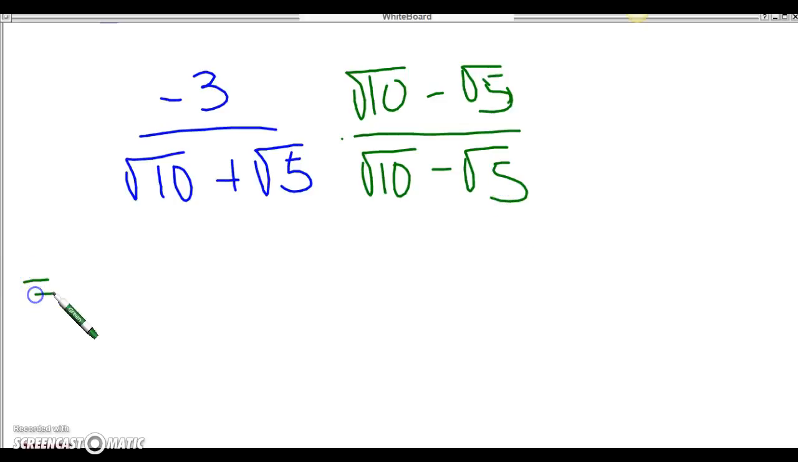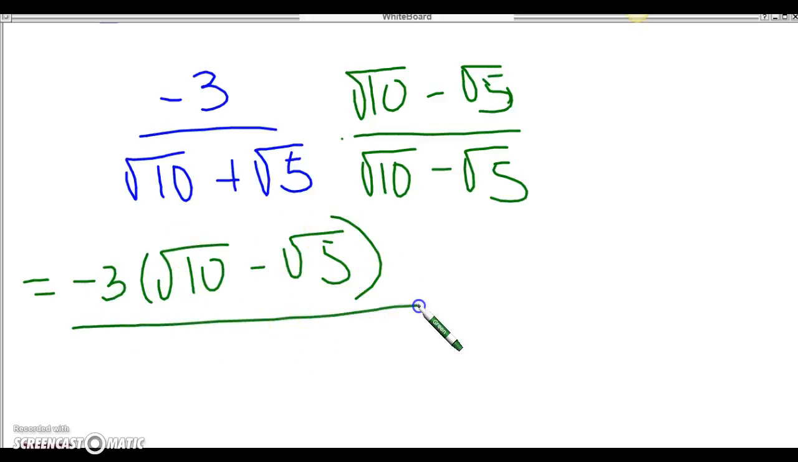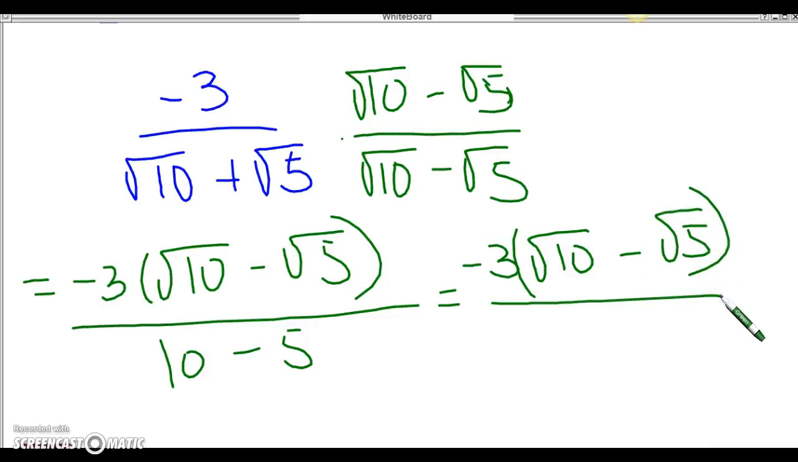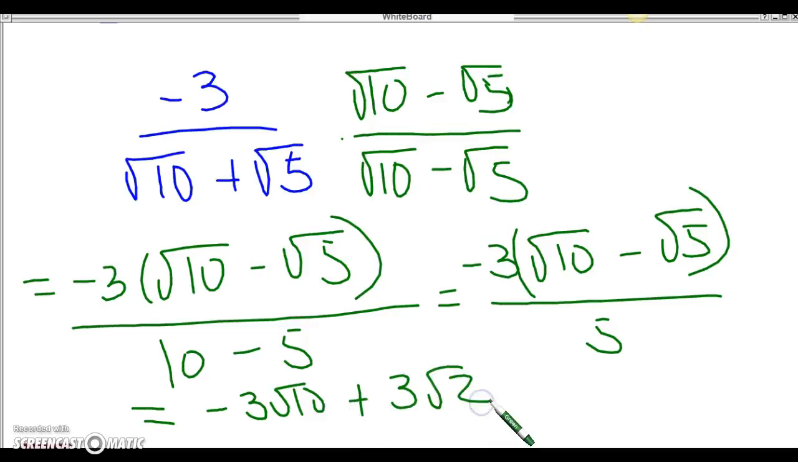And when I do that, I get negative 3 times the square root of 10 plus the square root of 5. And at the bottom, I get 10 minus 5. 10 minus 5 is 5. This one doesn't reduce like the other one, so it's going to stay like that. And so after that, I just get negative 3 root 10 minus 3 root 5 when I distribute that, all over 5. I hope this helps.